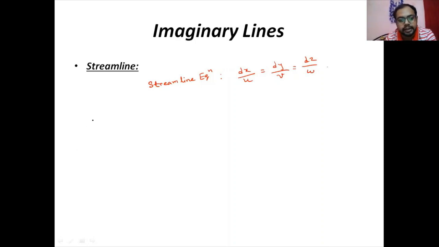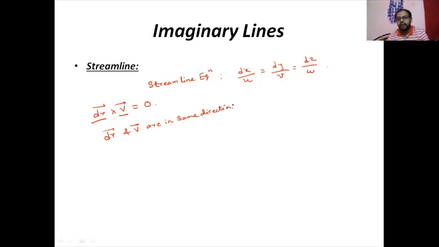From which concept are we getting it? If you forget any time, you can solve it: dr cross v, position vector and velocity vector, is a null vector. Cross product of these two is a null vector. It tells that both are in the same direction. So dr and v are in the same direction. That concept verifies that over the streamline, at any point, if you draw a tangent, this gives you the velocity at that point, at an instant of time. That is the concept of the first imaginary line known as the streamline. Streamline is a very, very important concept.